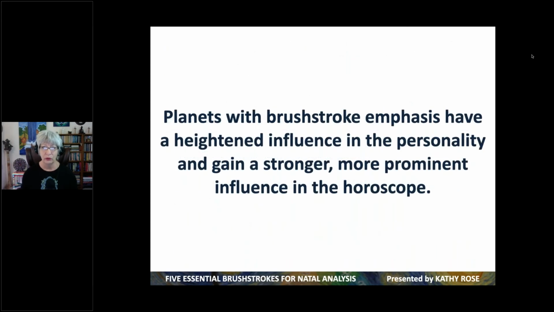So planets with brushstroke emphasis have a heightened influence in the personality and gain a stronger and more prominent influence in the horoscope. It really is that simple.